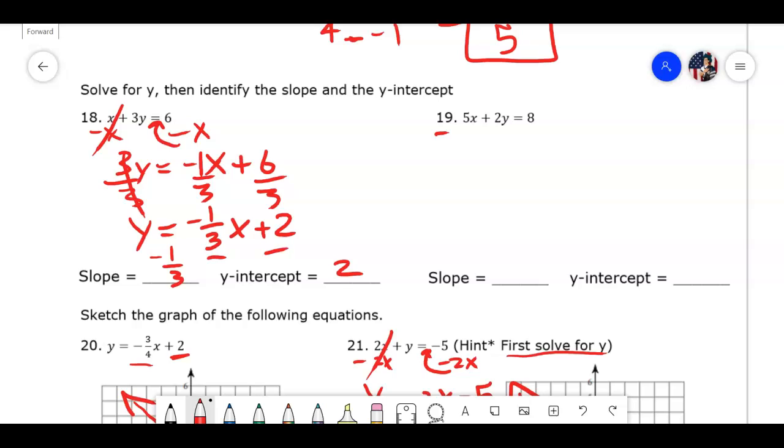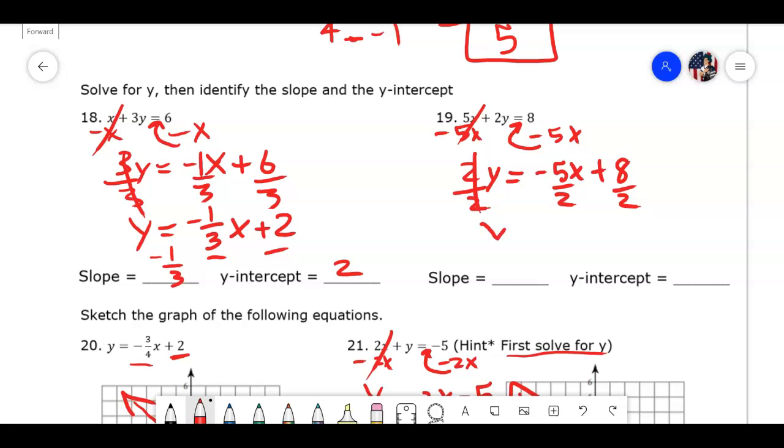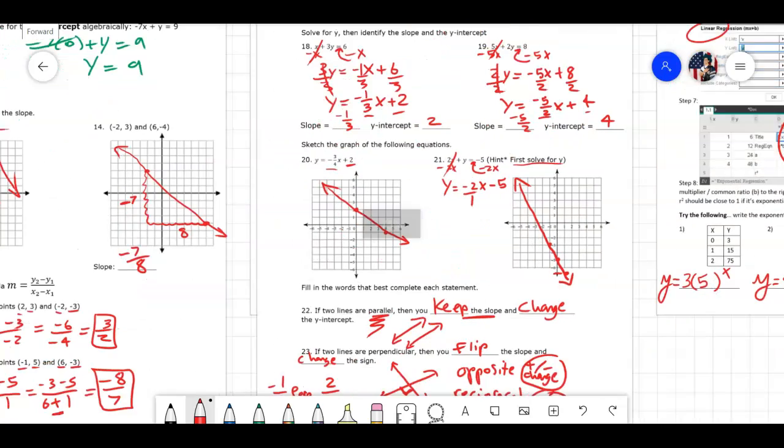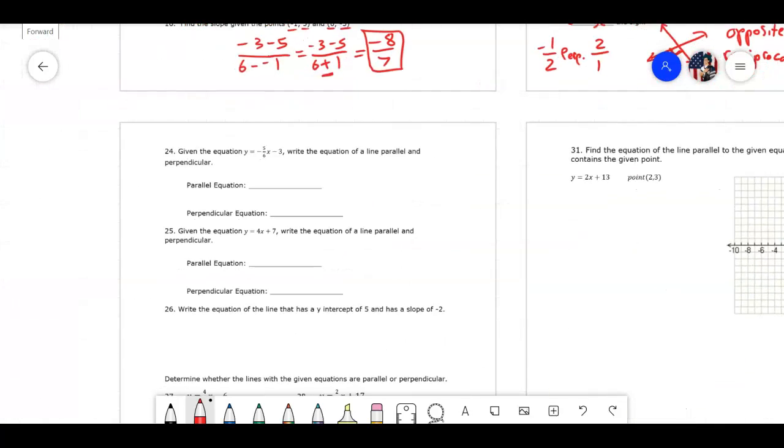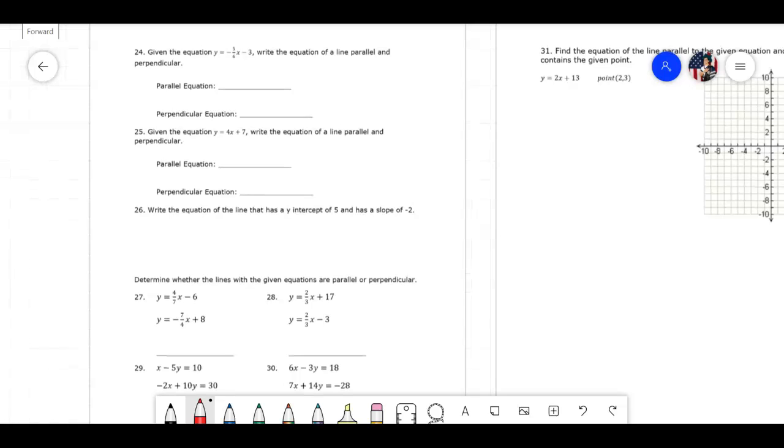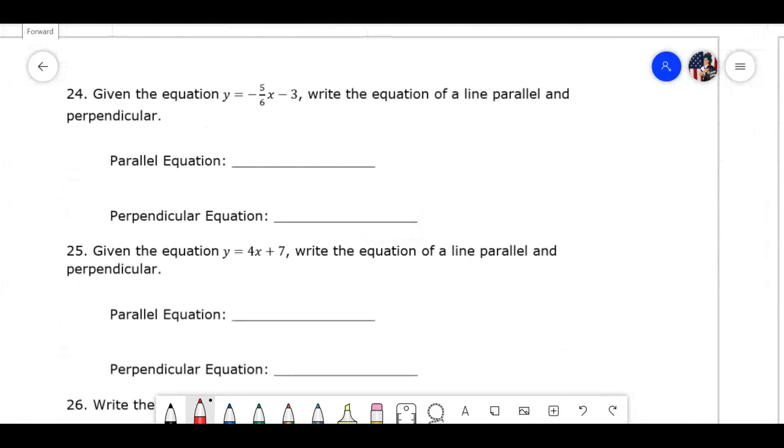Same thing on 19, we get rid of that x, minus 5x, minus 5x. This goes out in front of the 8. So 2y equals minus 5x plus 8. Divide by 2. Y equals negative 5 over 2x plus 4. M is my slope, B is my y-intercept. All right. Now, this was like yesterday's warm-up.